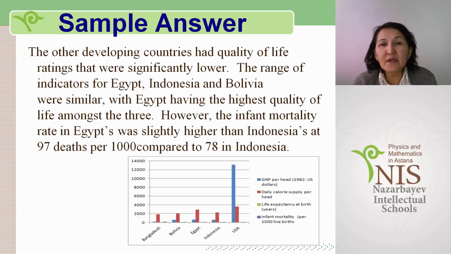The other developing countries had quality of life ratings that were significantly lower. The range of indicators for Egypt, Indonesia, and Bolivia were similar, with Egypt having the highest quality of life amongst the 3. However, the infant mortality rate in Egypt was slightly higher than Indonesia's at 97 deaths per 1,000 compared to 78 in Indonesia.